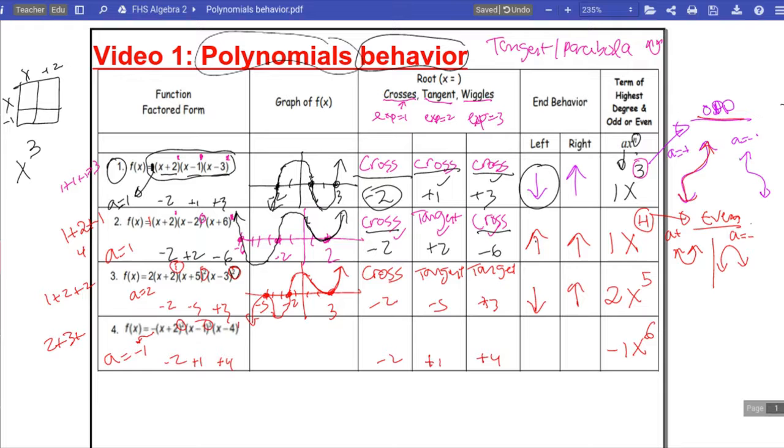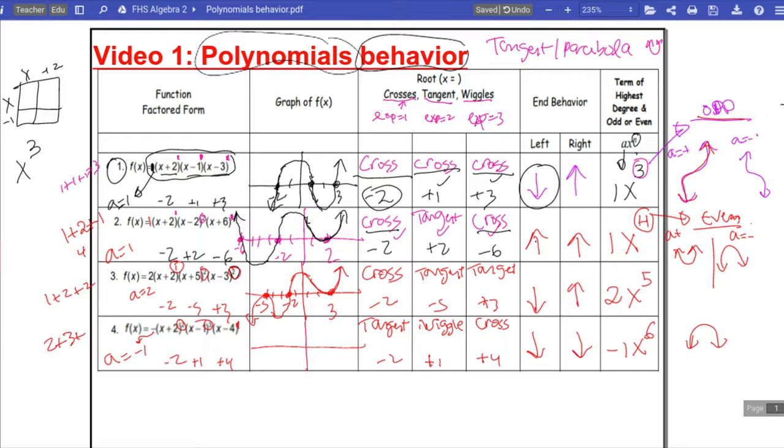Remember what we talked about with even? For even with the negative, it looks like they're both going to open down. So started down, ending down. All right, so this is for the -2. The exponent is 2, tangent. That one, it's 3. We finally have a wiggle. Wiggle, wiggle, wiggle. We got it. And then this one right here is 1. That's just a cross. All right, so let's graph this thing.